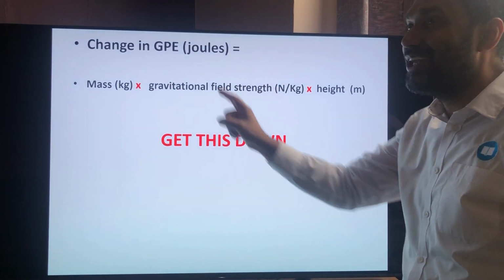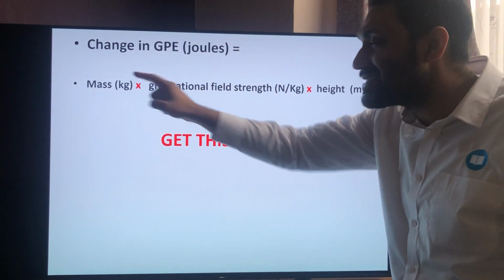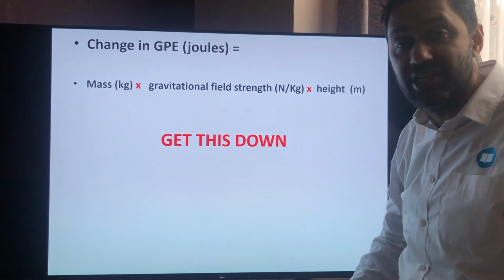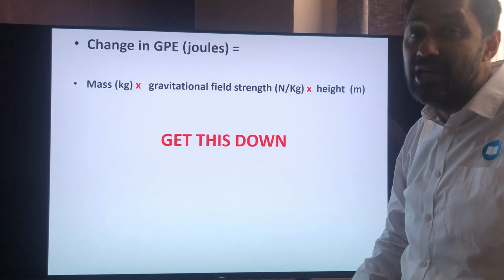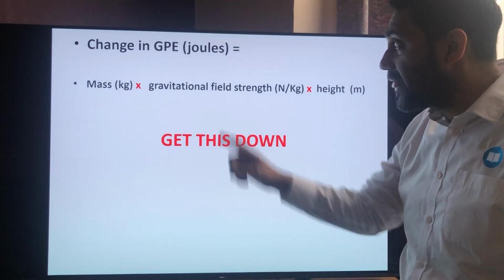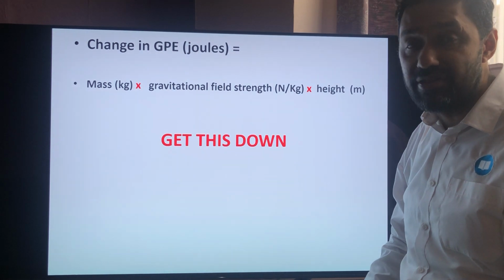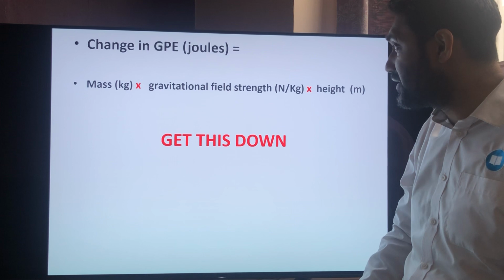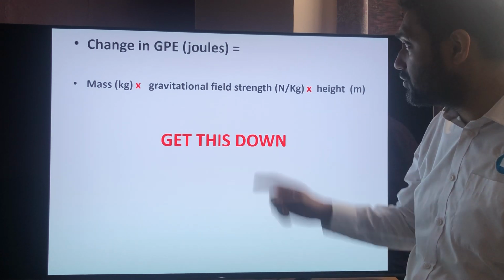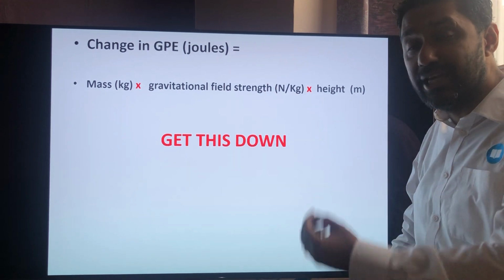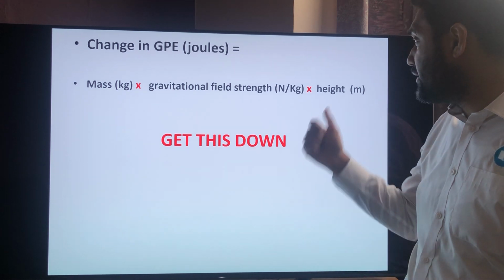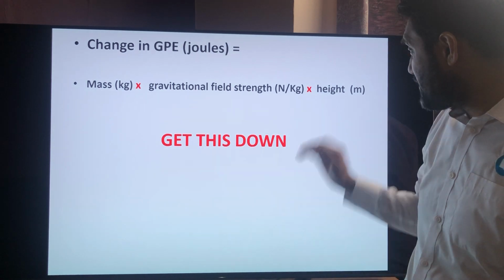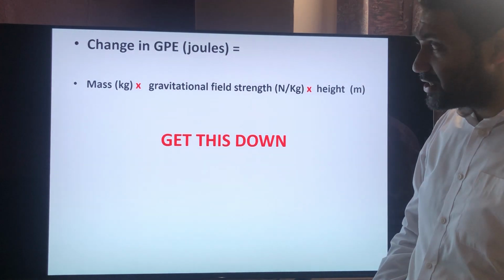So GPE equals mgh. So the mass has to be in kilograms. So if you've got something that's 500 grams, you need to convert it into kilograms. So if it's 500 grams, it'd be 0.5 kilograms. G is the gravitational field strength. That's basically the pull of the planet on the object. And h is the height. So gravitational field strength is newtons per kilogram. And your height has to be in meters. So if you've got something only 50 centimeters off the ground, that's going to have to be 0.5 meters. You have to convert it.